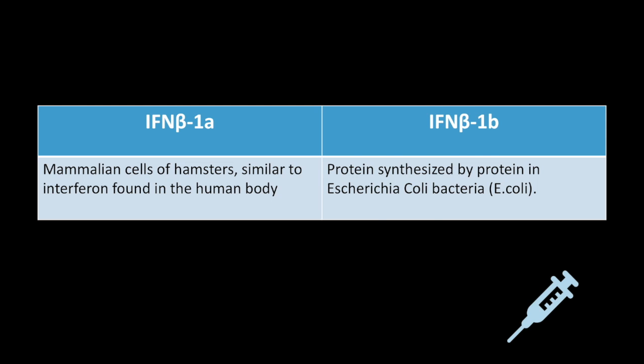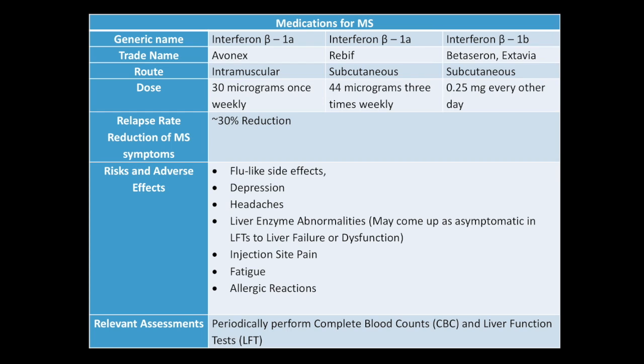Interferon beta treatment options include interferon beta 1A Avonex, which is delivered intramuscularly at 30 micrograms once weekly. Rebif is another compound of interferon beta 1A, which is delivered subcutaneously at 44 micrograms 3 times weekly. Betaseron and Extavia are interferon beta 1B medications, which are delivered subcutaneously at 0.25 milligrams every other day.